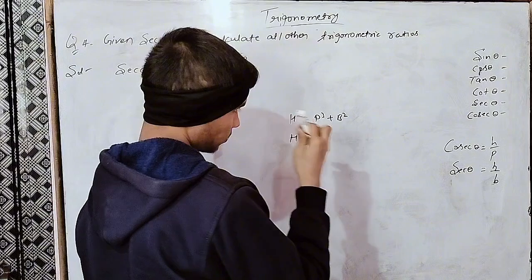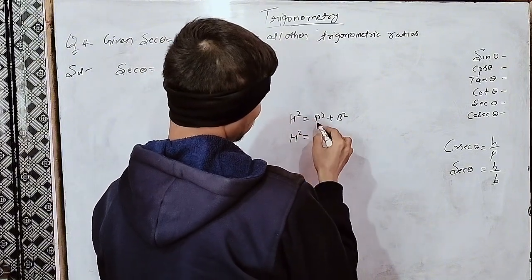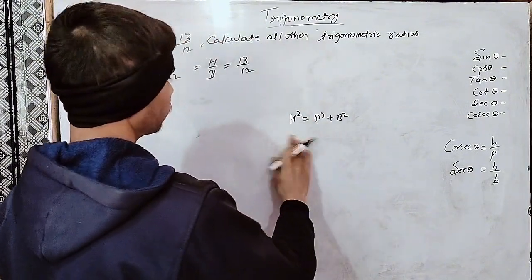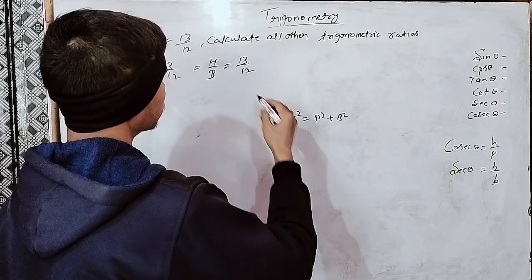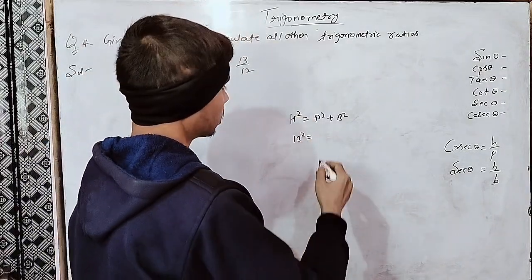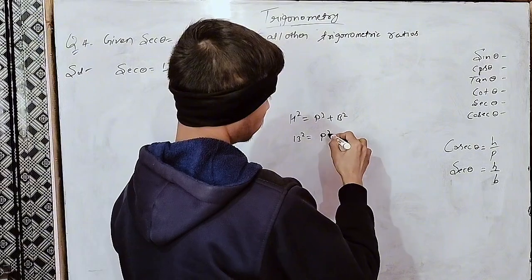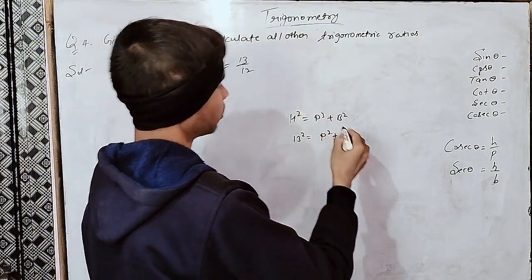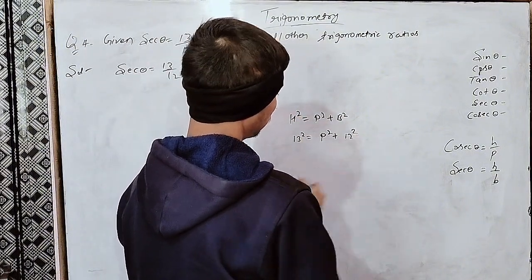H square. Here we have the value of hypotenuse: 13 square, 13 to the square, minus B square, 12, 12. Okay.